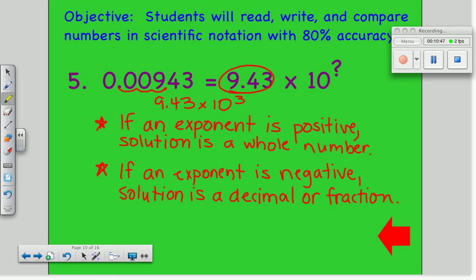However, if the exponent is positive, then your solution here is going to be a whole number. If the exponent is negative, then the solution is a decimal or fraction. Our number here is a decimal. So that means my exponent here has to be negative. So -3 is the correct answer here.